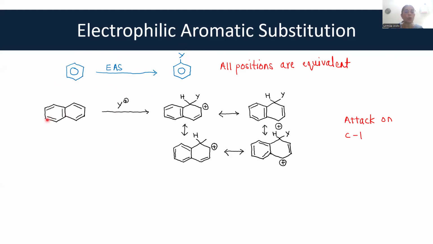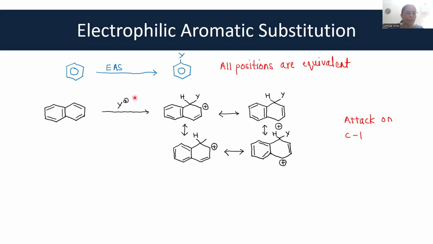That is not so in naphthalene. In the previous lecture, we saw there are 2 distinct positions in naphthalene. These 2 positions can give rise to products, 1 substituted naphthalene or 2 substituted naphthalene. Now let us see which is the preferred product.